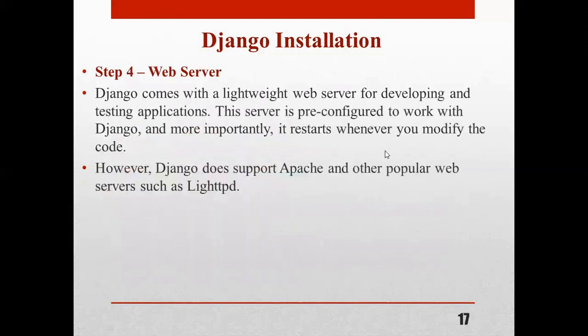Then the fourth step is the web server. Django comes with a lightweight web server for developing and testing applications. The server is pre-configured to work with Django, and more importantly, it restarts whenever you modify the code. However, Django does support Apache and other popular web servers such as Lighttpd. So, Django comes with a lightweight web server.